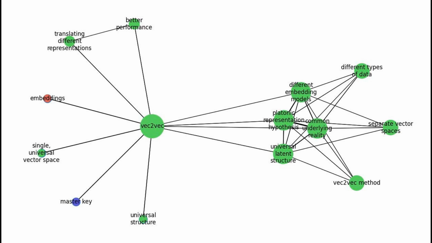This shared underlying reality acts as a universal latent structure that Vec2Vec aims to learn. By understanding this commonality, Vec2Vec can translate embeddings from various models into a single universal vector space. This is akin to having a master key that can unlock multiple doors, allowing the method to compare and decode embeddings that initially seem so dissimilar. As Vec2Vec learns this universal structure, it becomes increasingly effective at translating different representations, ultimately leading to better performance across various types of data.